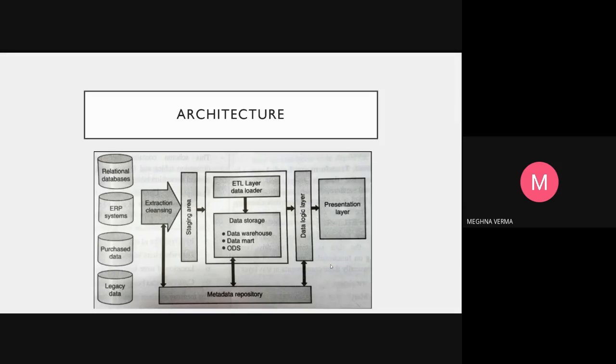The last layer in the architecture is the metadata repository, or metadata layer. A metadata layer is said to be the data for the data. It means that the information about the data which is present in the data warehouse is stored in the metadata layer.